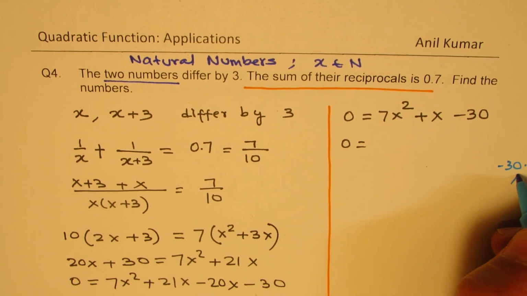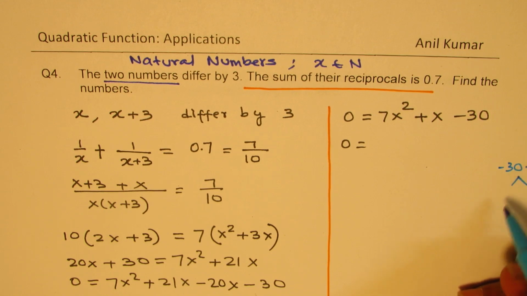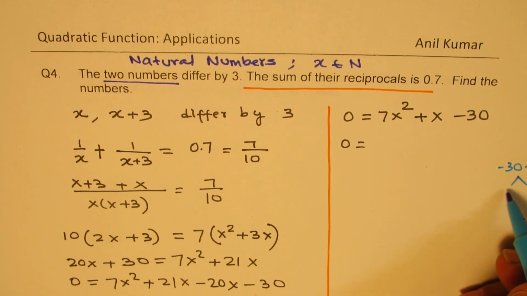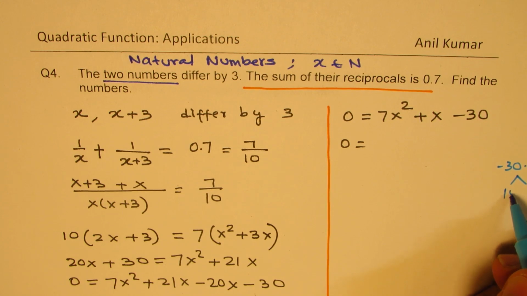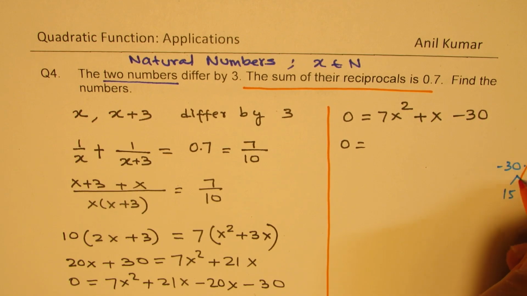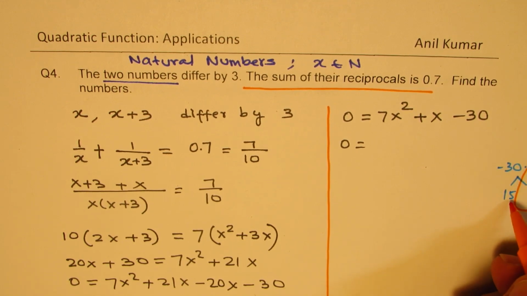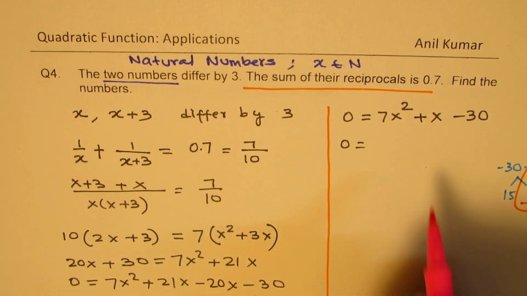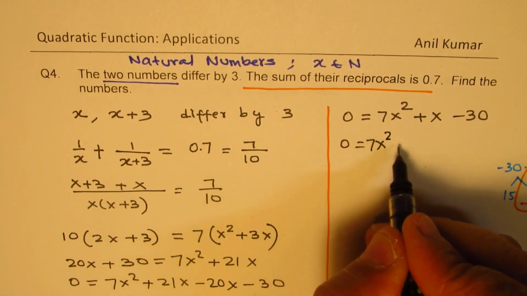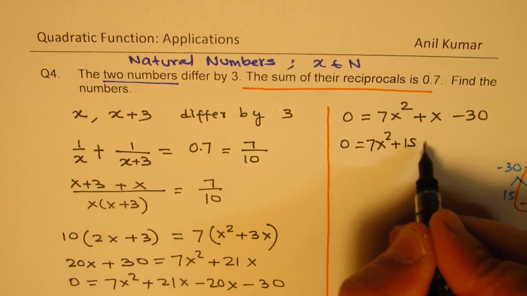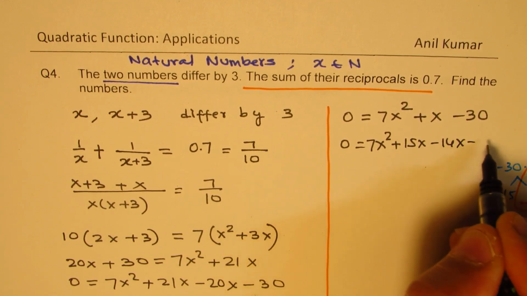So what could be these numbers? 10 times 3, for example, right, will give us 30. But 3 times 7 is 21. That doesn't work. 15 and 2 is a good combination, right? So we can have 15 and 2. As soon as you do 15 and 2, we have one number which is 14, the other one is 15, and the difference is 1. So we could associate the negative sign with the smaller number since we have plus x. So we'll split this as 7x squared plus 15x minus 14x minus 30.